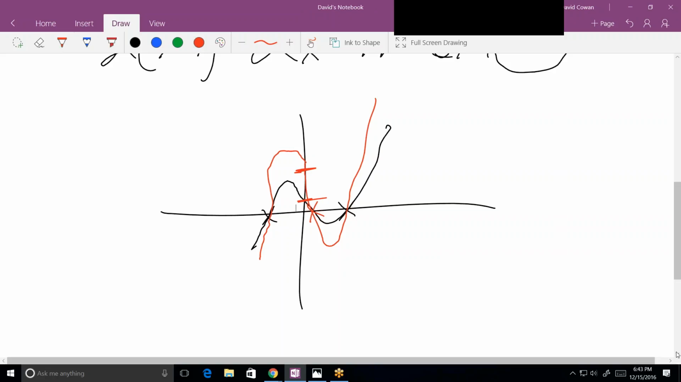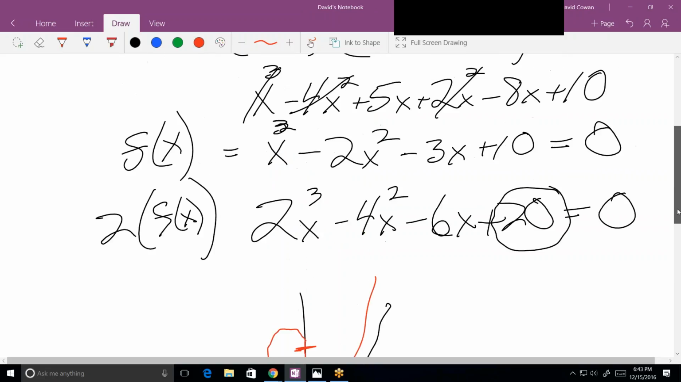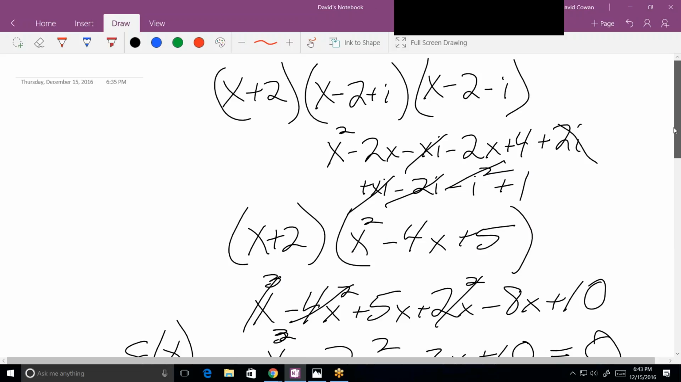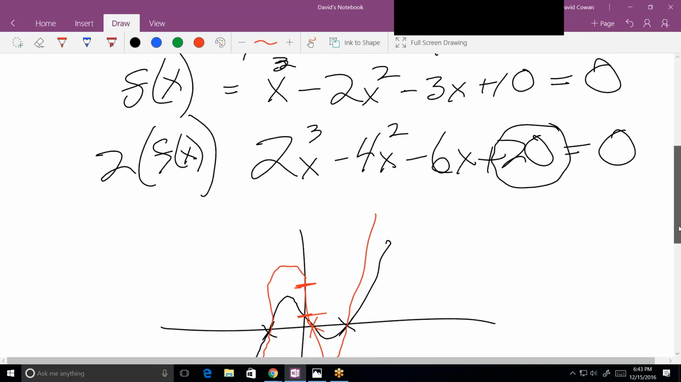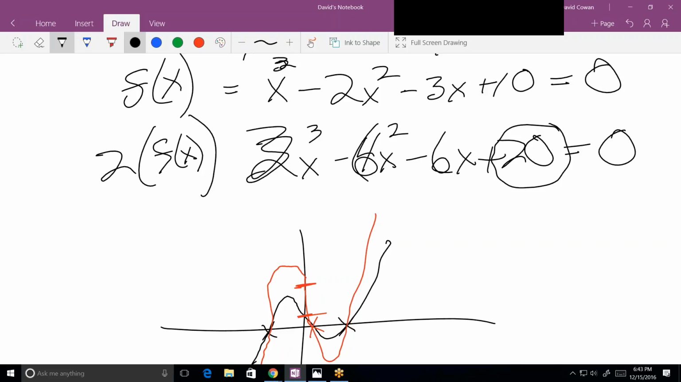Another way they might couch a question like this would be, they give you the zeros and they say come up with a polynomial that has a leading coefficient of 3. Well, there's our polynomial we came up with at the top of the page. If I want a leading coefficient of 3, I'm just going to multiply every term by 3, and then I'll have 3, 6, 9, and 30. And this will be the polynomial that has those same three zeros, but it has a leading coefficient of 3 now.